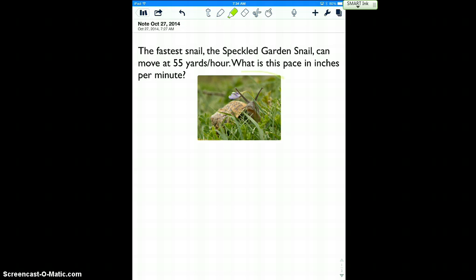So here is the snail that we are going to be looking at. Isn't it a cute little snail? I mean, look at it there in the garden. Adorable. So anyway, the fastest snail.